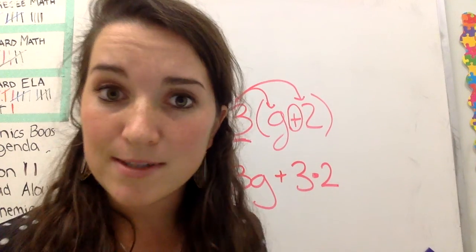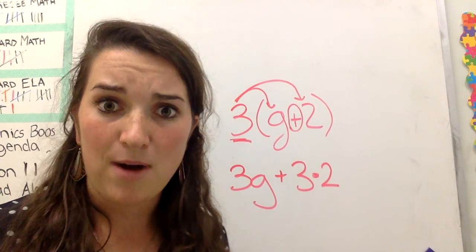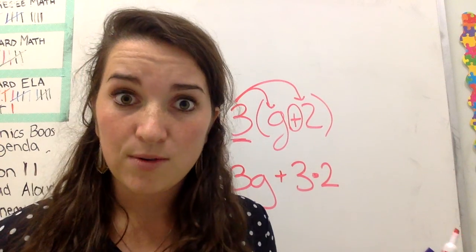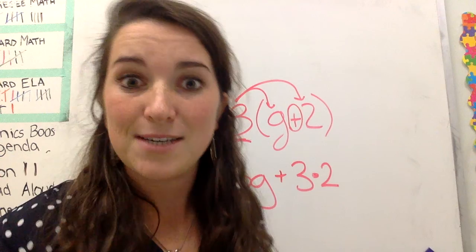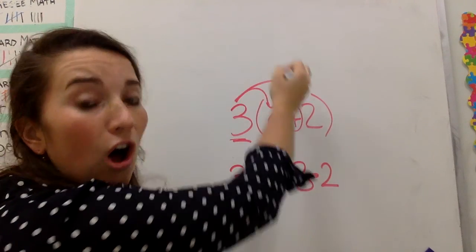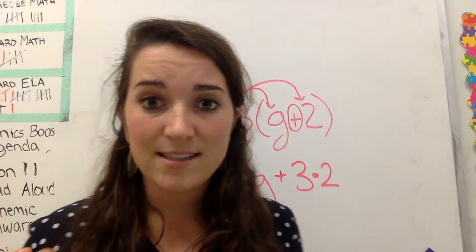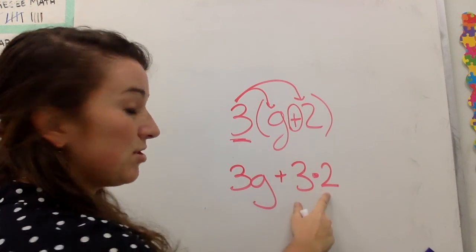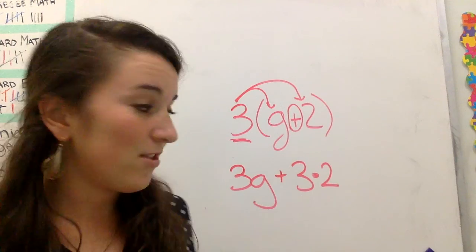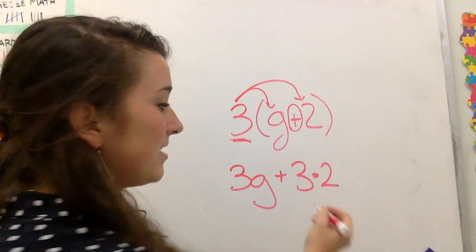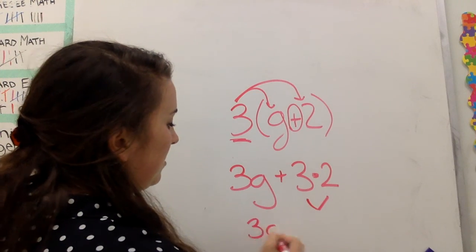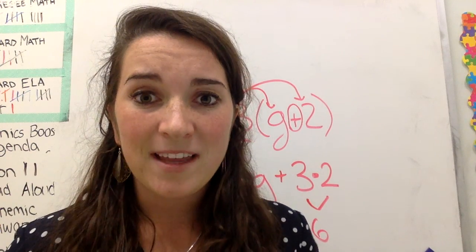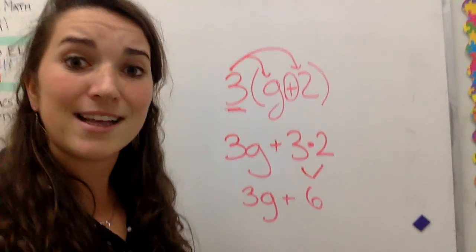The biggest mistake that people make when doing the distributive property is that they forget this 3 right here. So they just do 3g plus 2. The distributive property tells us that we have to distribute the 3 to all the terms or values inside the parentheses. So the answer is actually 3 times g plus 3 times 2. We can simplify this even further because you guys all know what 3 times 2 is, to be 3g plus 6. Okay, copy this down in your notes and then let's take a look at the next one.